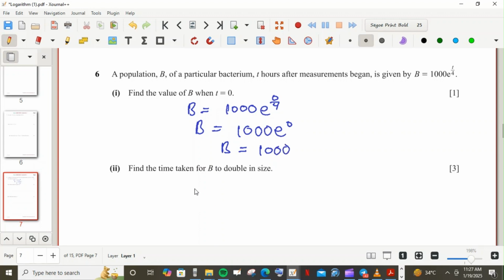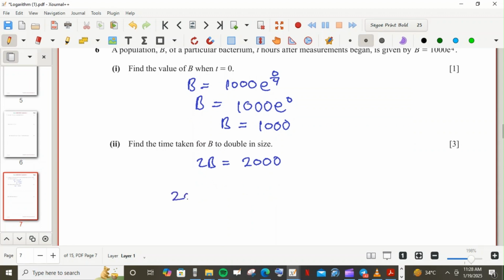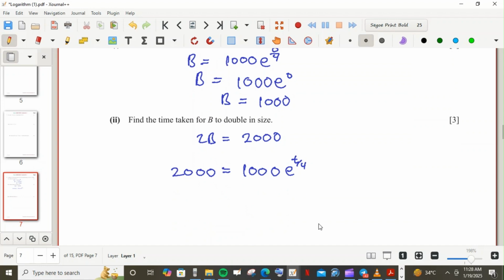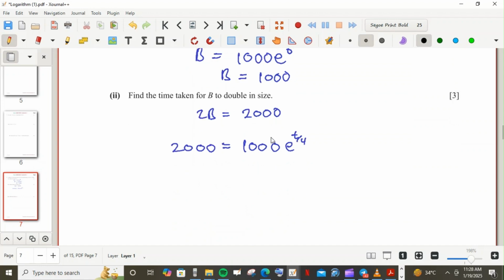Okay. Now find the time taken for b to double in size. So if b doubles, multiply both sides by 2. If b doubles, b becomes 2000. Okay. So when b is 2000, I just put it in the modeled formula. They say we should find time. So the 3 zeros will cancel. So right now I have 2 is equal to e to the power t over 4.